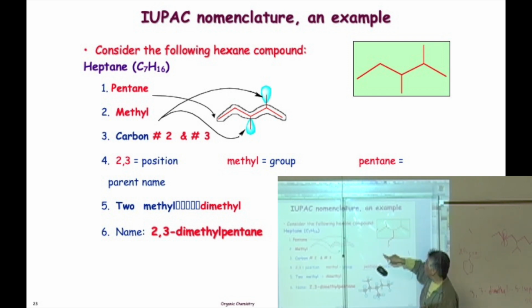But going back to this, the longest continuous chain goes from 1, 2, 3, 4, 5, 6. Okay? Because otherwise it messes things up. We look for the longest continuous chain. Okay?